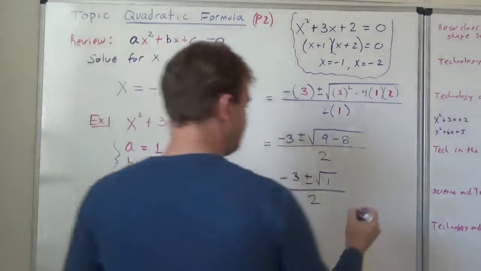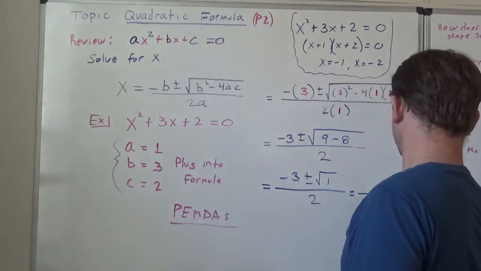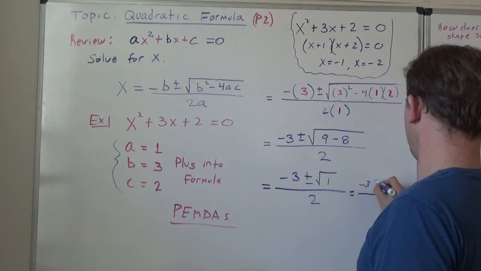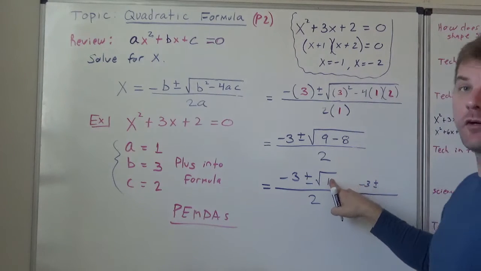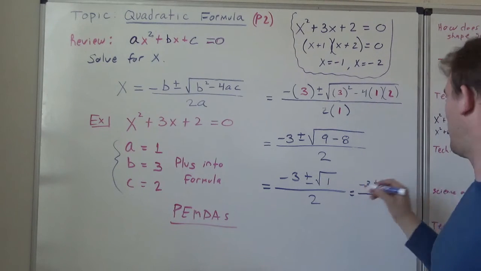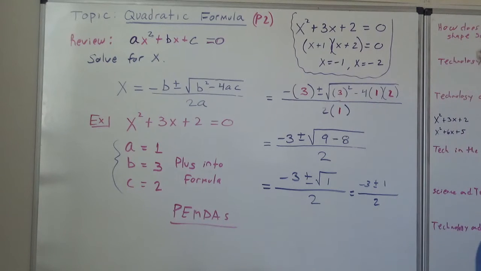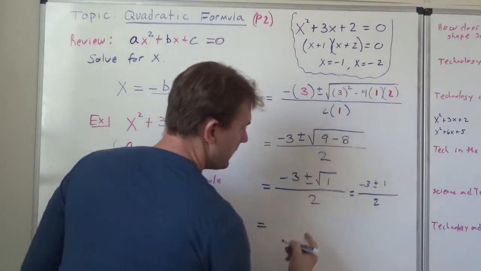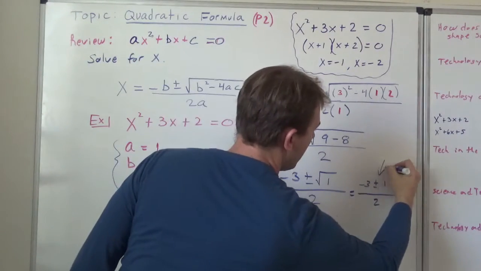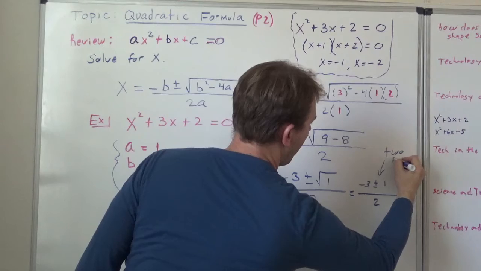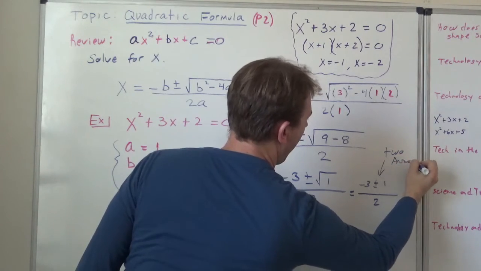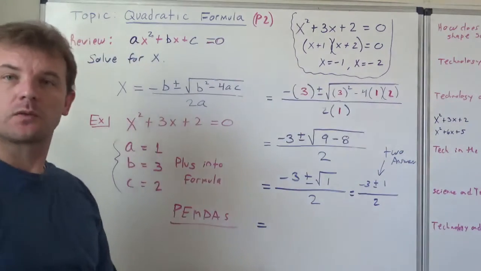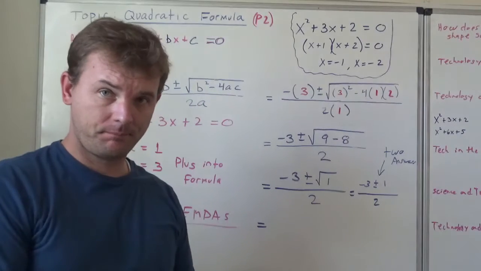Okay. -3 plus or minus, what's the square root of 1? Square root of 1. 1, right? 2. Okay. Now, this technically has two answers. That's where the plus or minus go.